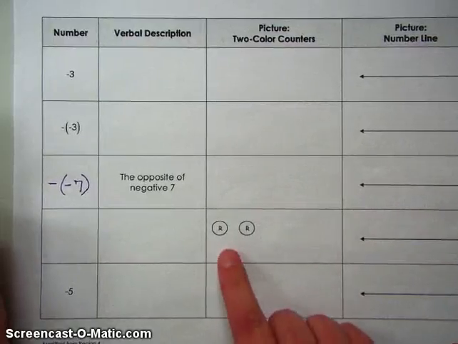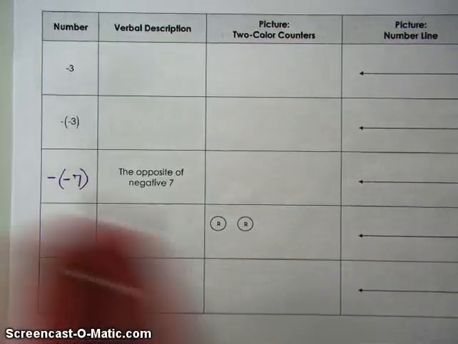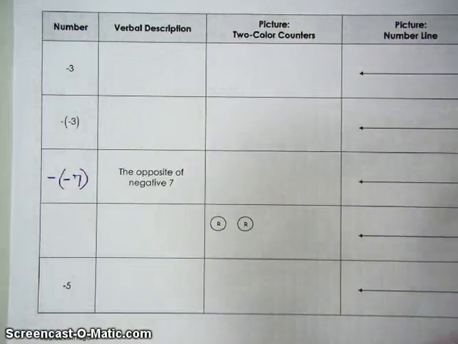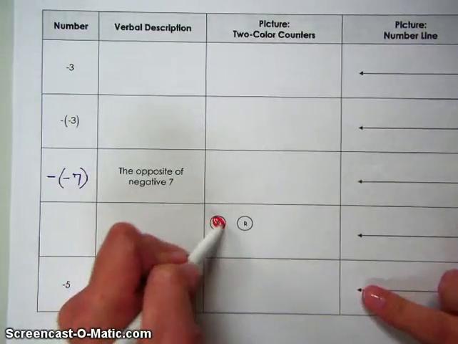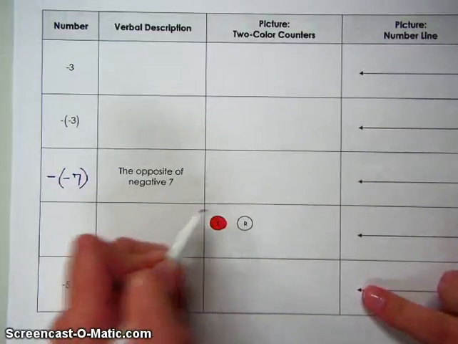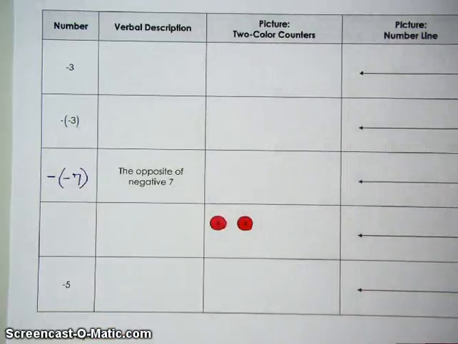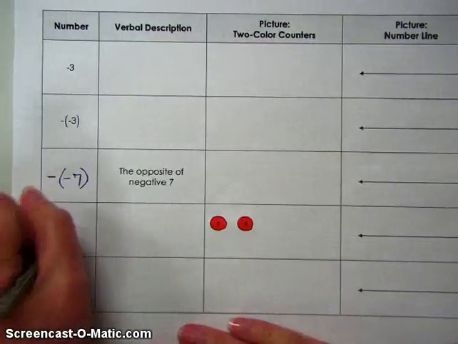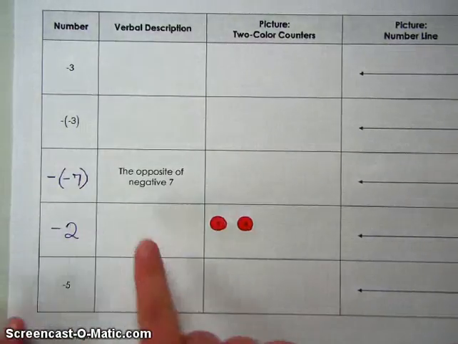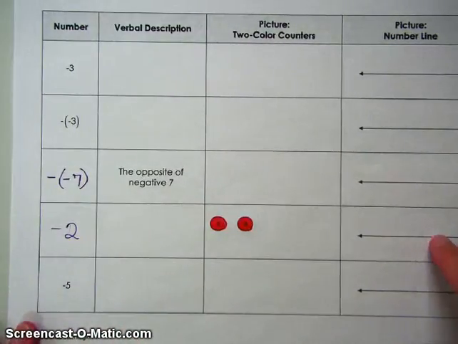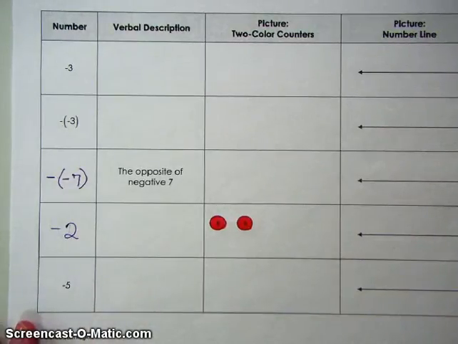Take a look at this one. 2 R's. R's stand for red. So if they're both red, then that tells us that the number we are looking for is going to be -2. So let's put -2 on there. And then you're going to need to do the verbal description and the picture for the number line. And then you're also responsible for the -5 down at the bottom.